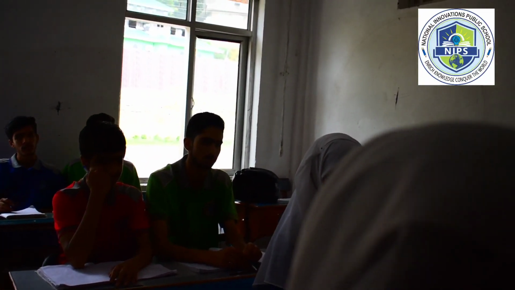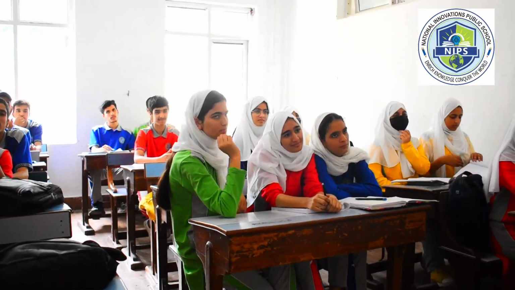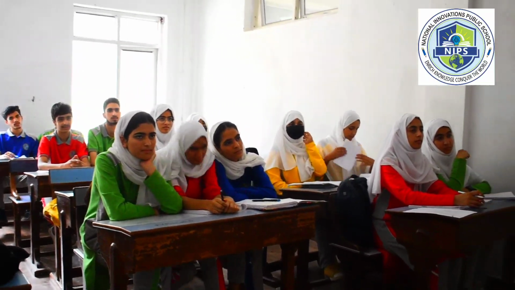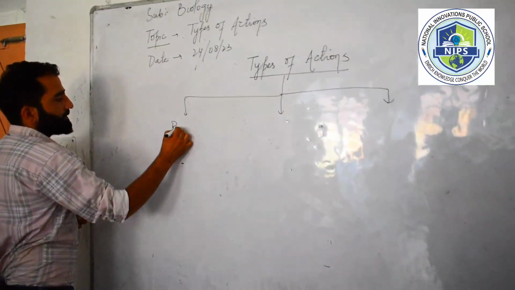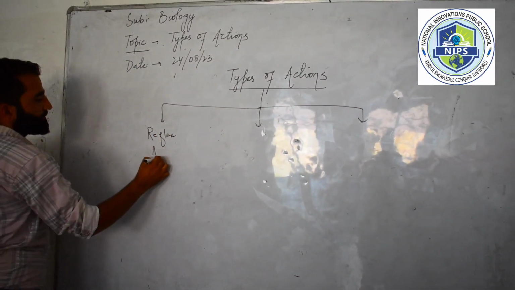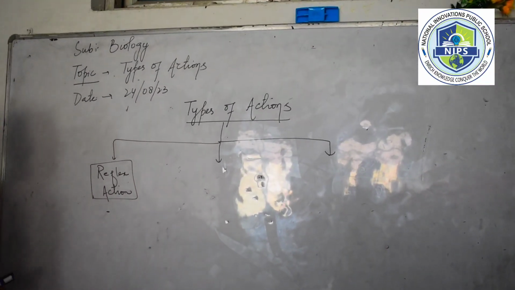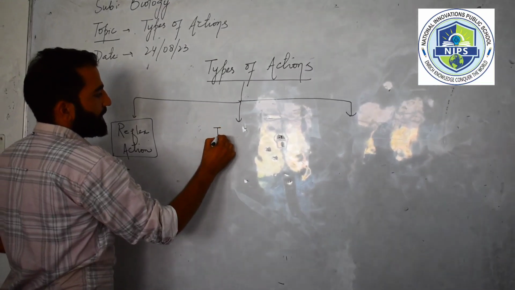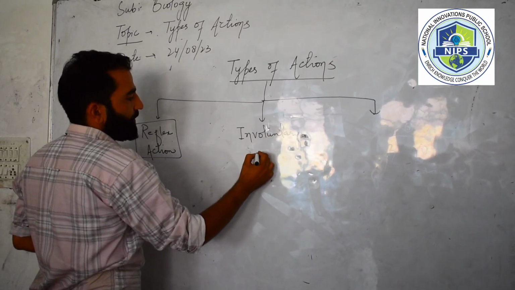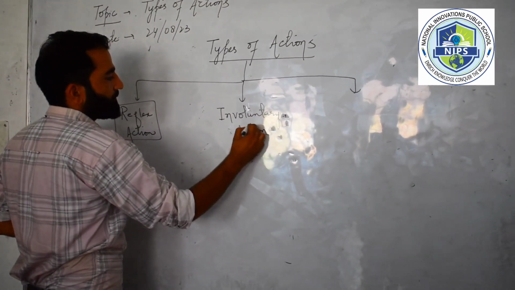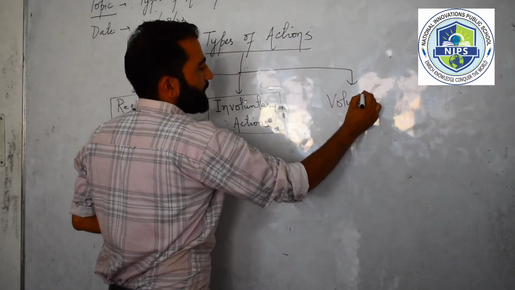So we will understand each one of the types of actions. There are three major types of actions: reflex action, involuntary actions, and voluntary actions.